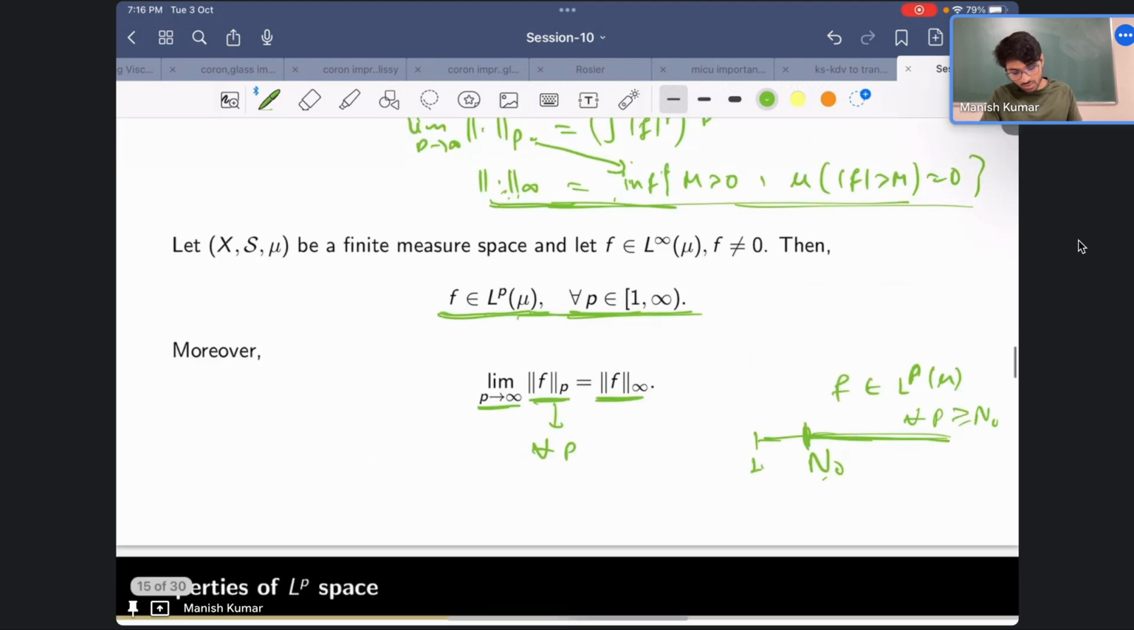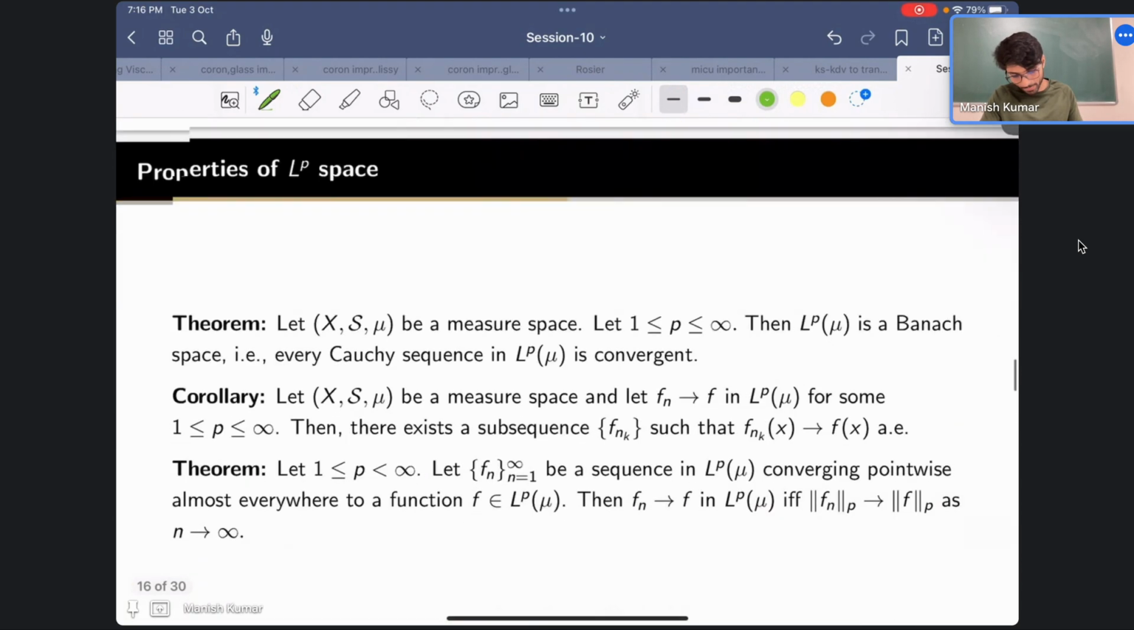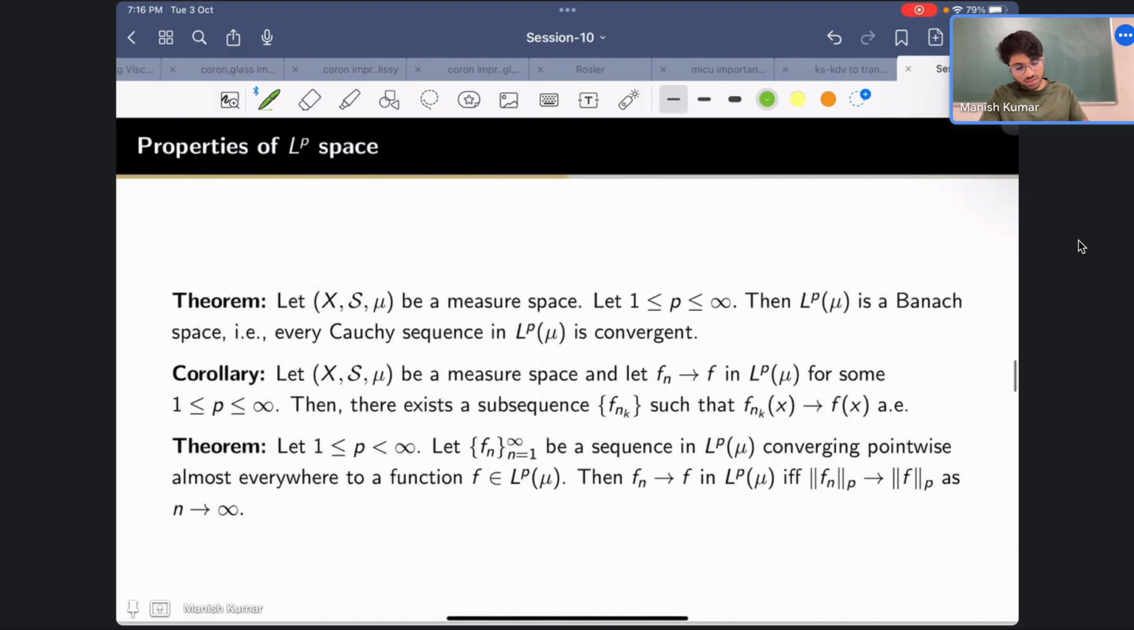So these properties are that this LP space is a Banach space. Banach space means any Cauchy sequence you take here will be converging. So what do you mean by Cauchy? Let me just write it in one or two lines. LP with this norm, you have seen that this is a normed space.